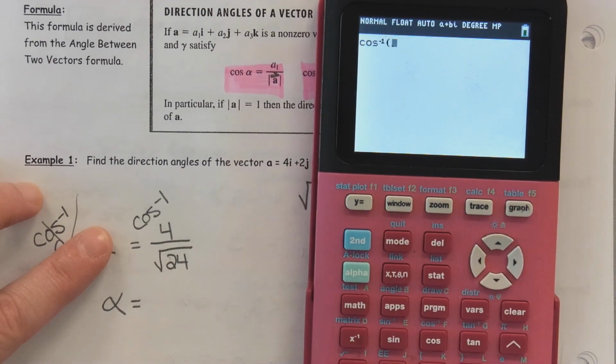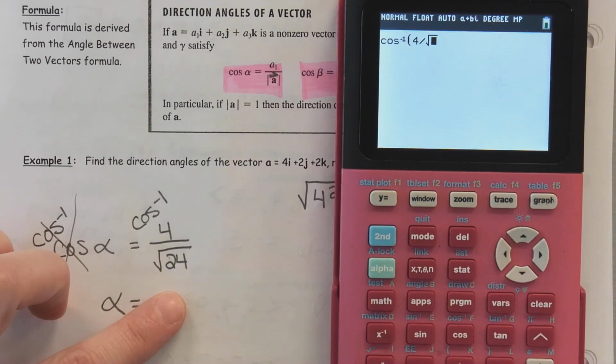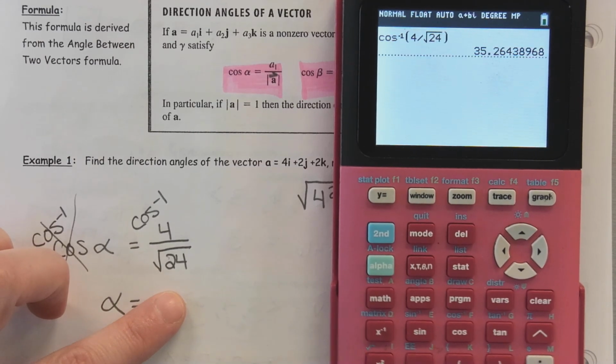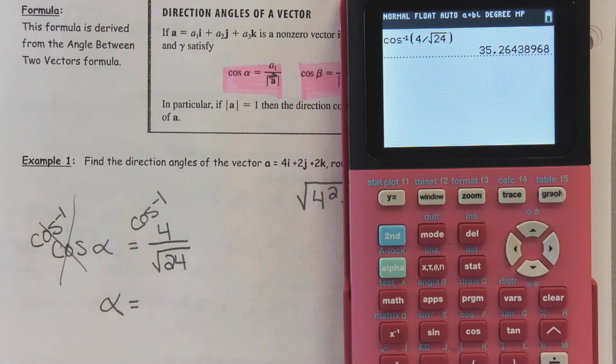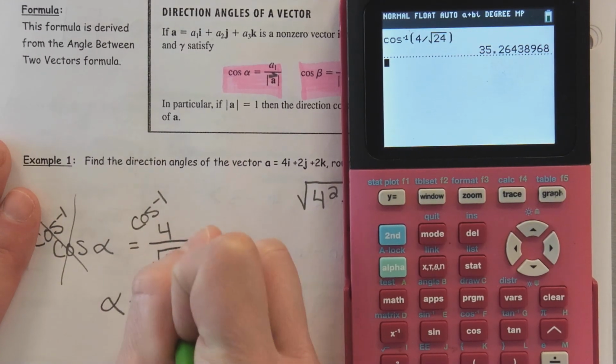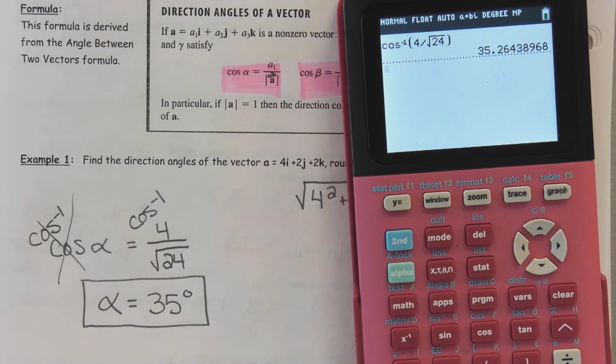So inverse cosine, second cosine of 4 divided by the square root of 24. All right. And it says it wants me to round it to the nearest degree. So I'm going to round this to what? 35 degrees. Boom, done, final answer. That means my vector is 35 degrees from the positive part of the x-axis, which in and of itself doesn't help me a lot, but then when I find the other two angles, then it can get me to the direct spot where it is.